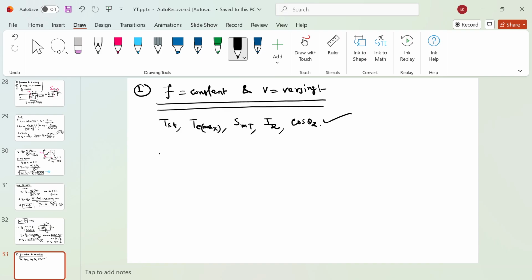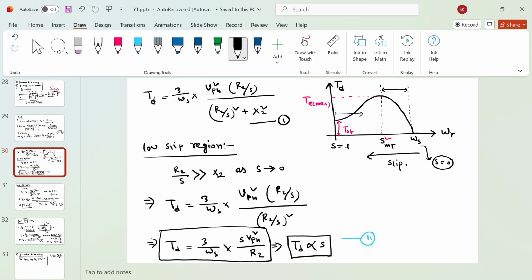What was the starting torque equation? Let me write all of them here. TST is equal to 3 by omega s, V phase square, R2 by X2 square. And we also need to calculate the Tmax value, the electromagnetic maximum torque, that we did not even calculate.